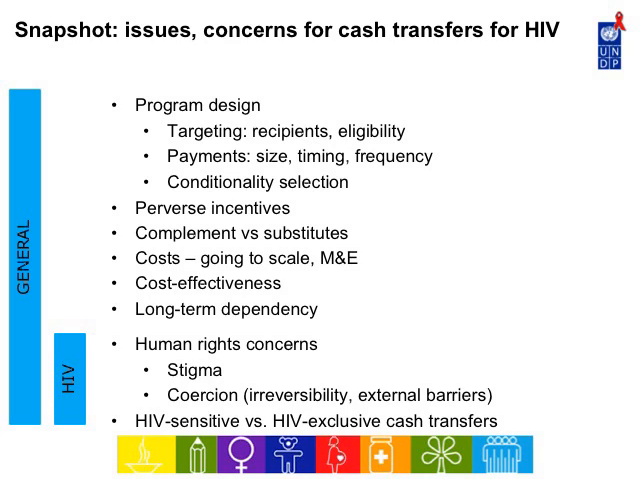There's issues around program design just generally about how you target people and whether you're targeting them well. This is an issue with HIV in particular about whether or not you're going to be stigmatizing people. Payment size, timing, and frequency really matter, whether or not you're going to see an effect of a conditionality, for instance. How you select your conditionality really matters.